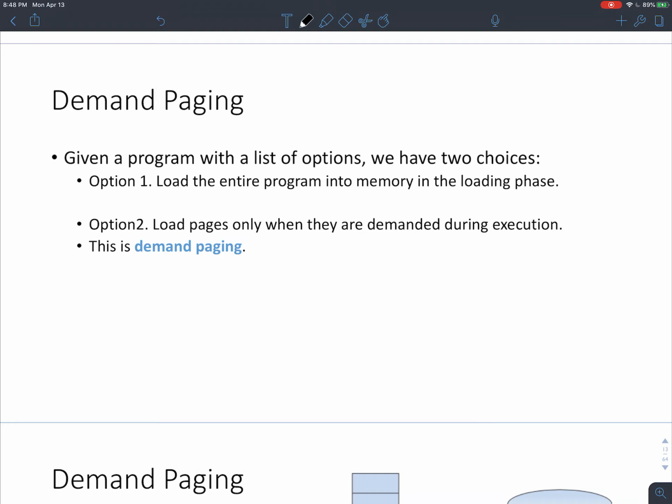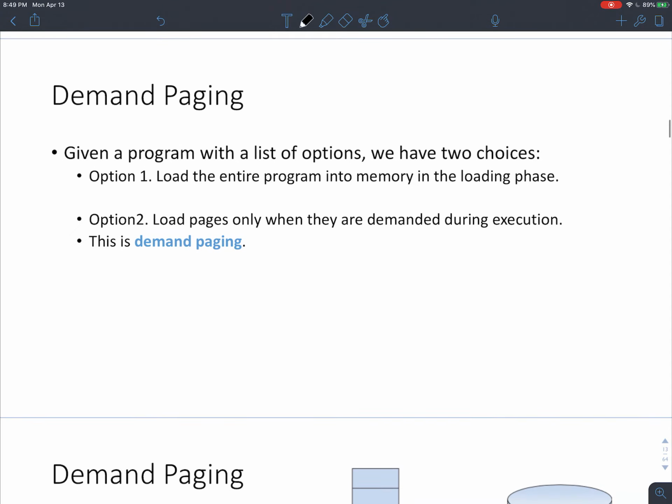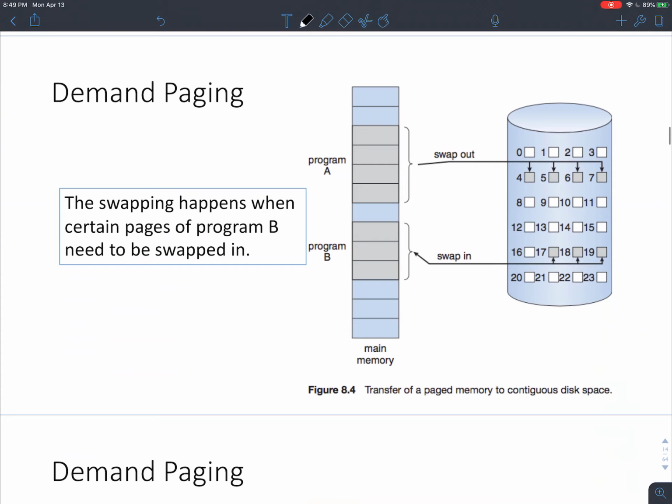Next, let's talk about demand paging. Demand paging means that we only load certain pages of a process into the physical memory when they are necessary in order for the program to be executed. With demand paging, swapping can happen when certain pages of a process need to be swapped in.